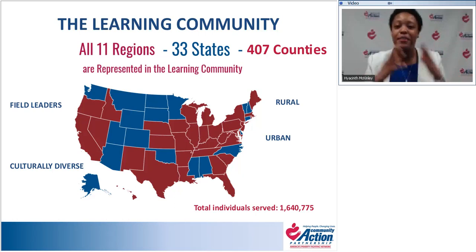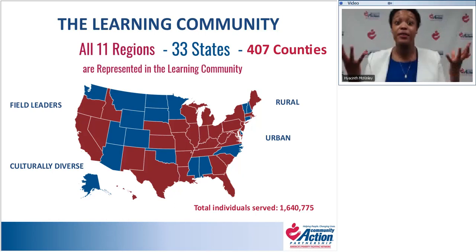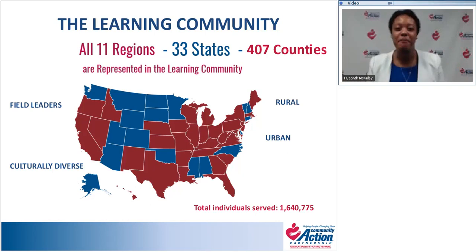And again, talking about the impact that this can have, just from these groups alone, in those 407 counties, the total amount of individuals that we have the potential to reach through this work is over 1,600,000 people. That is a huge amount of people, and this is the impact that we can have through this work together in the learning community.